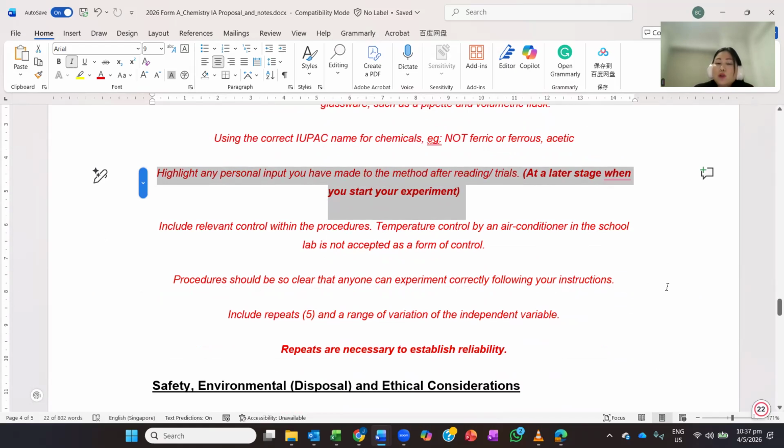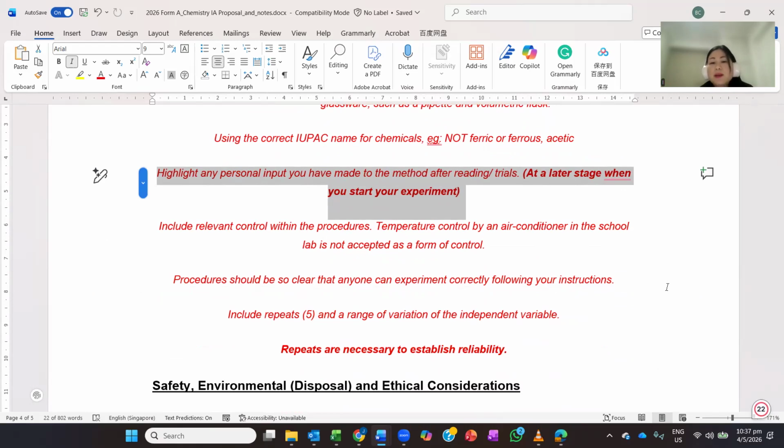Okay, include the controls within the procedure also, or keep the temperature at plus minus 40 degrees. Measure 10 minutes, heat it for 10 minutes, or stir for 2 minutes. So all these are the relevant controls that I can find in the procedures. Remember, temperature control by aircon is not allowed, so always state water bath or hot plate.